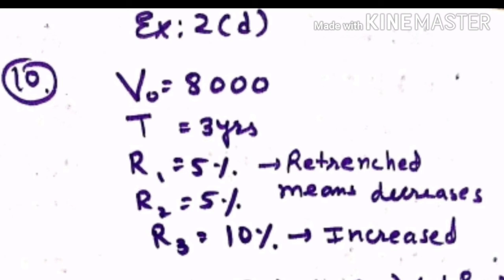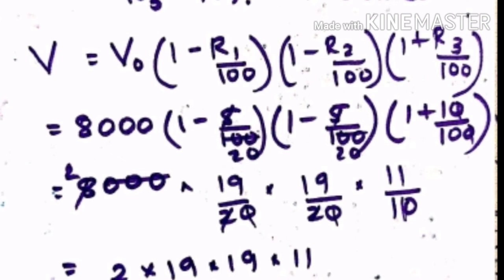So see our solution here. I have put our V0 value 8,000 present value, time 3 years, R1, R2, R3. So you can see whatever I have written here, 5% are retrenched means decreases and 10% is increased here. So we keep our formula here. V is equal to V0 times (1 minus R1 upon 100), (1 minus R2 upon 100) and (1 plus R3 upon 100). Now placing the values in it, R1 5, R2 5 and R3 10, and cancellation: 5 twenties are 100, and 0 0 get cut.